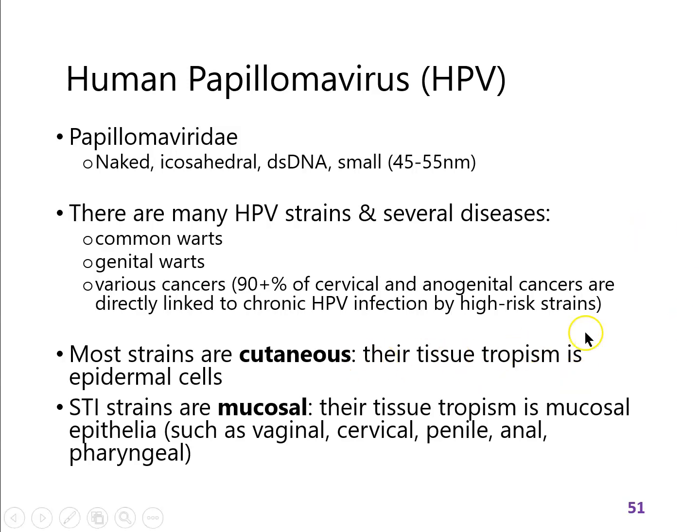So those are cutaneous. The mucosal ones specialize in infecting mucosal epithelia, like what you would find in the reproductive tract or in the pharynx or oral cavity, or the anus and the anal and rectal mucosa. And so those strains are the more dangerous ones. We call some of those high-risk strains that can cause cancers in these organs.